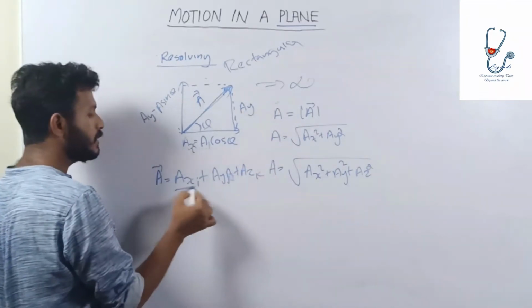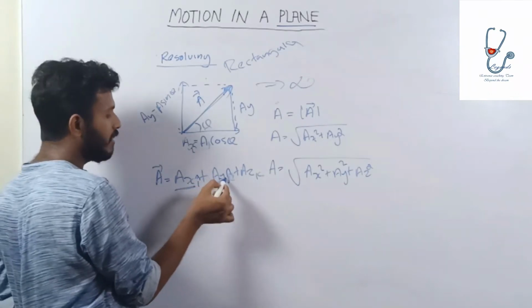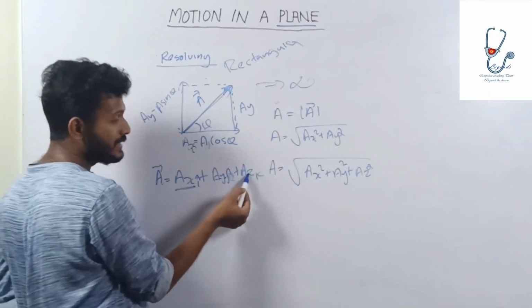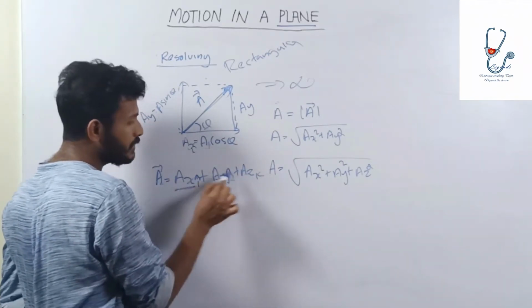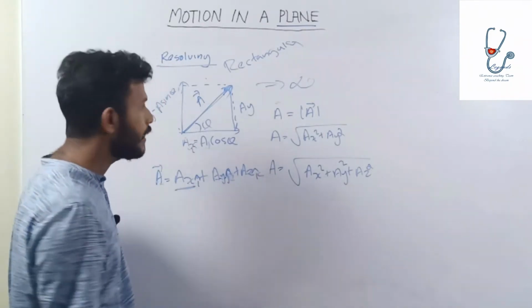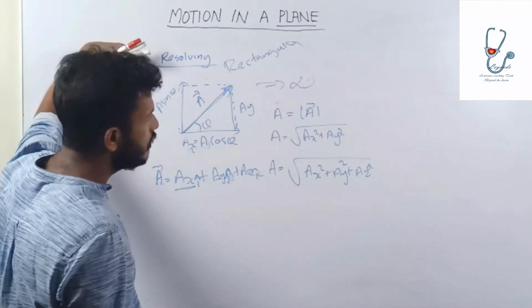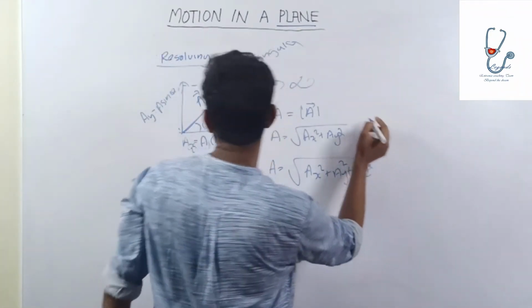What is Ax? Component of A in the direction of x. What is Ay? Component of A in the direction of y. What is Az? Component of A in the direction of z. The representing unit vectors are i, j and k. And also in the resolving method there is another type of question called componentization questions.